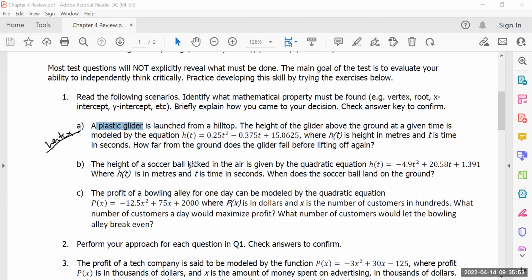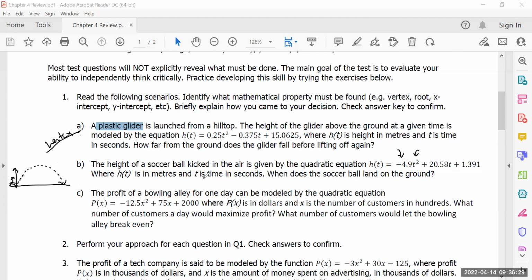1B, the height of a soccer ball kicked in the air is given by the equation, where h of t is in meters and time is in seconds. When does the soccer ball land on the ground? So again, just to give me some visual, I'm going to pretend I am kicking a soccer ball. And when it kicks, well, everything that goes up must come down. And so I have a parabola. How do I know it's a parabola? Well, the highest degree is a 2. How else do I know that it's upside down? Well, the a value is negative.